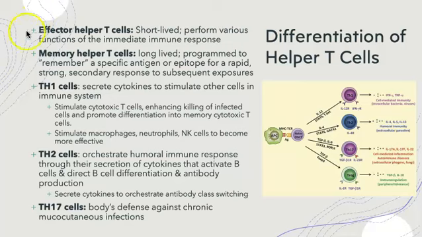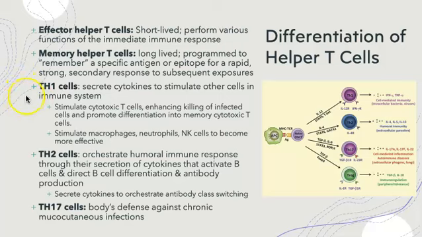So we've got our effector helper T cells first. These are short-lived and they perform a lot of different functions in our immediate immune response. Our memory helper T cells are going to be long-lived, as we want them to be to remember, right? They're going to remember that specific antigen or epitope that we were presented with. And so the second time we become infected, we're able to form a rapid and strong immune response.